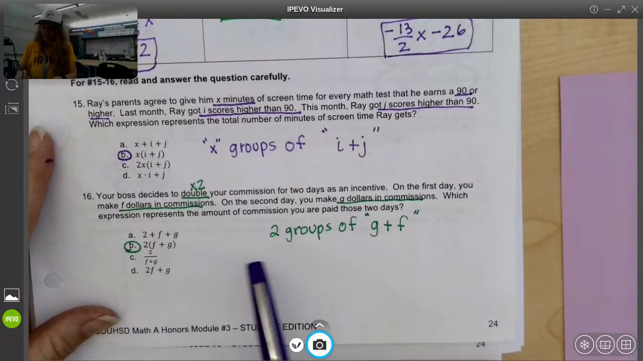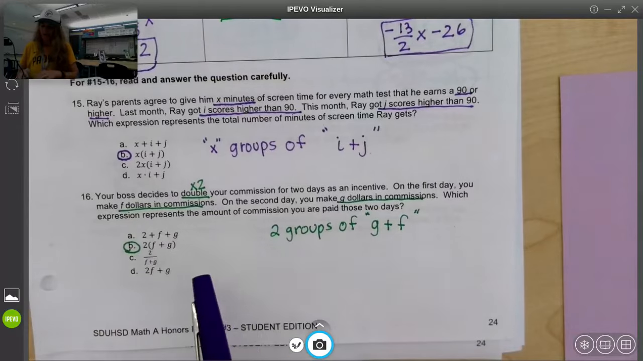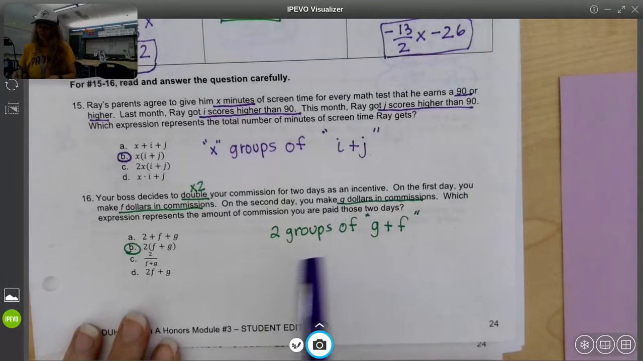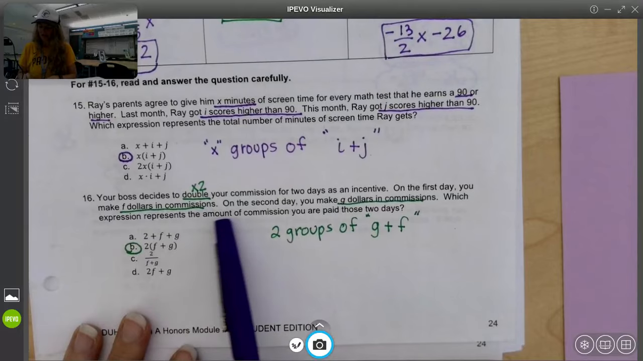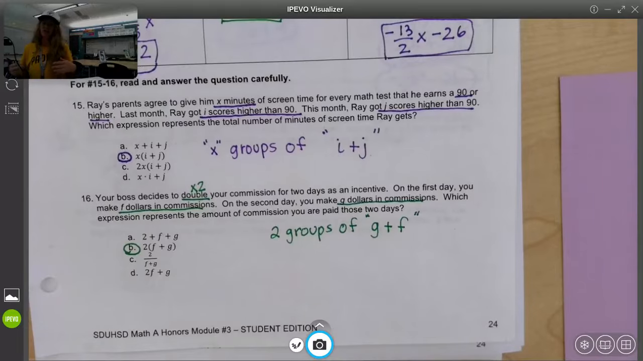So this is B. It's 2 groups of G plus F. So we're doubling our commission. Commission is a percent that you make of your sales. On the first day, you make F dollars in commissions. On the second day, you get G dollars in commissions. So a commission is a percent of your sales.